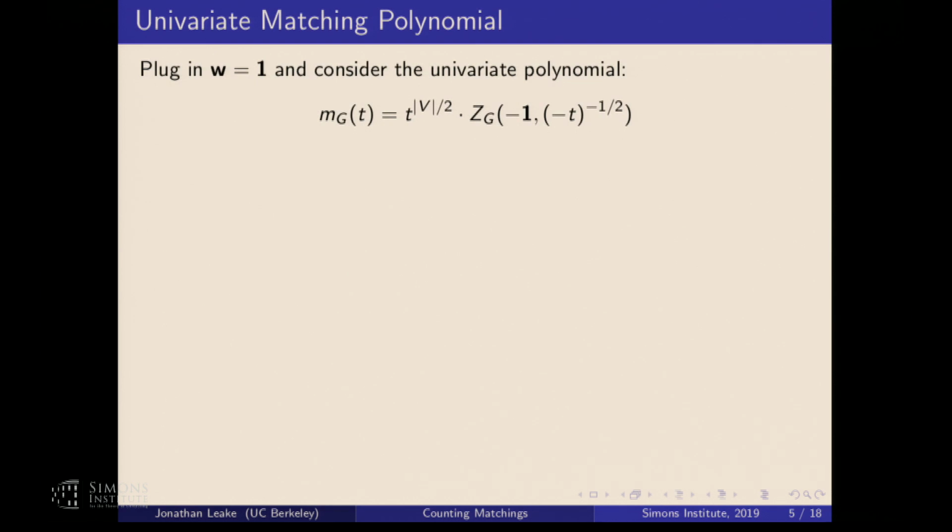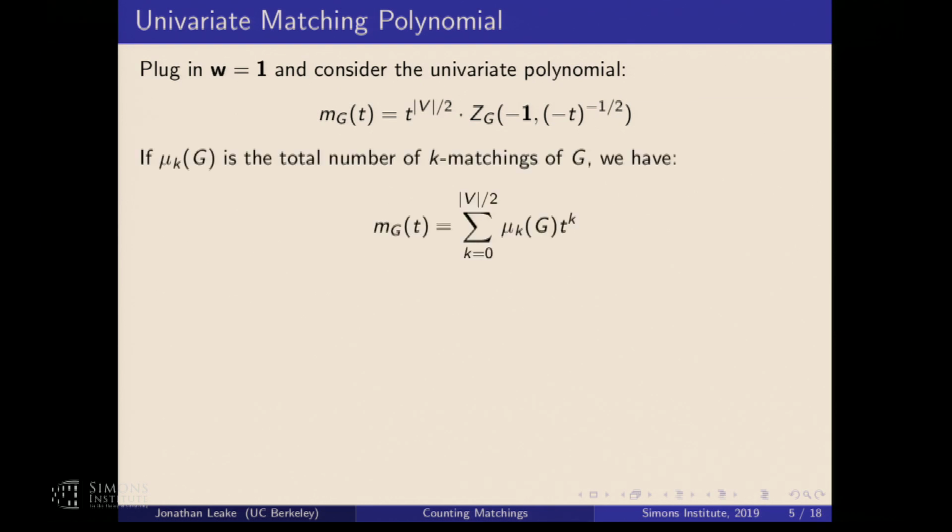So the first thing I'm going to mention, which is also in the paper of Hallman and Leake: once you have this kind of real stability property, or right half plane stability, or whatever property you have, there's a way to turn this into some kind of univariate polynomial where each coefficient ends up being the number of matchings of size k in the graph.